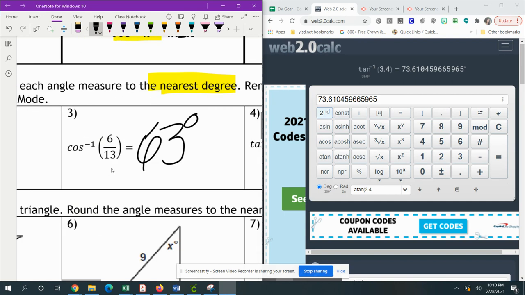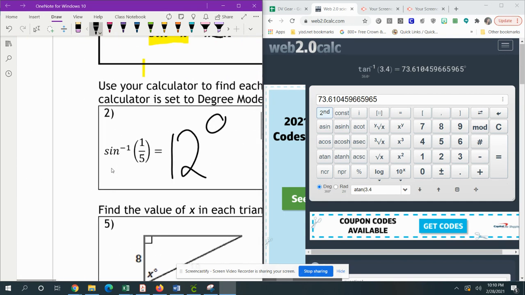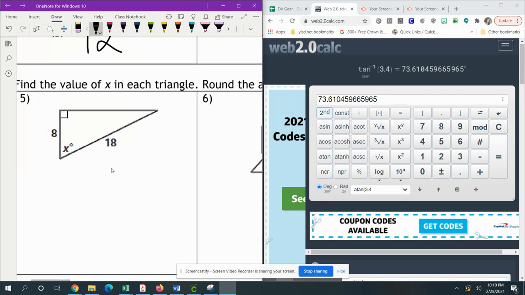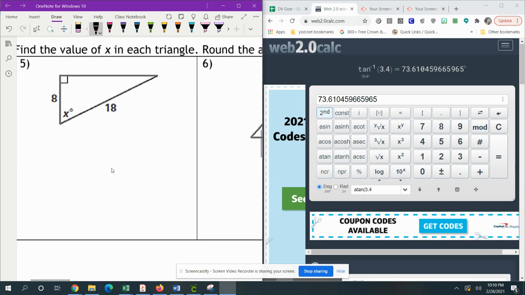All right, so here it says find the value of x in each of the triangles. Just like we started off on the previous problems from our last lesson, we first have to figure out which one is O, which one is A, and which one is H. So this is opposite, because this is the angle they want us to find, and this one's directly across it. This is my hypotenuse, and this is my adjacent side.